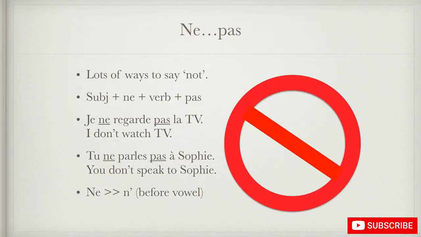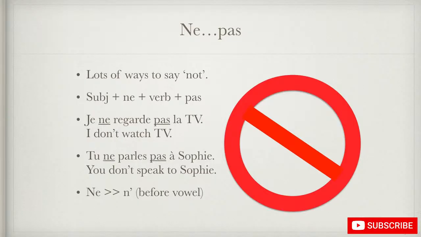Let's take the example of je ne regarde pas la télévision. In the regular sentence, je regarde la télévision, so I watch TV, and we want to make it into I don't watch TV, we'd say je ne regarde pas la télévision. We add ne and pas, and we put it around the verb, sort of like a sandwich, sort of like brackets. Instead of je regarde la télévision, we put ne before regarde and pas after regarde. Similarly, we have tu ne parles pas à Sophie. You don't speak to Sophie.